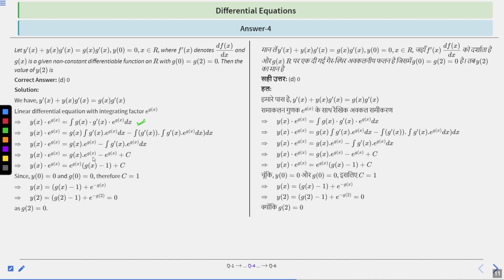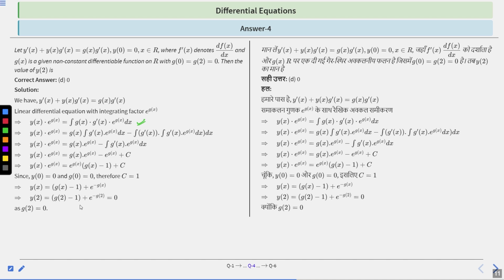Therefore, y(x) e^g(x) is equal to g(x) e^g(x) minus e^g(x) plus c. Therefore, the final equation will become y(x) e^g(x) is equal to e^g(x) times (g(x) minus 1) plus c, right? This is basically the solution of the differential equation.